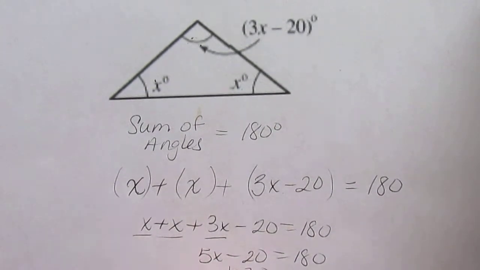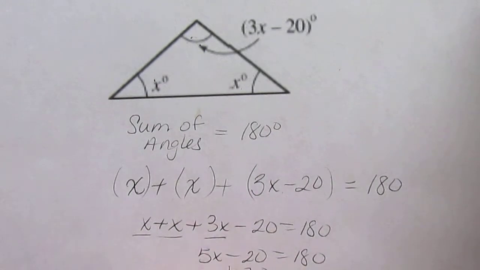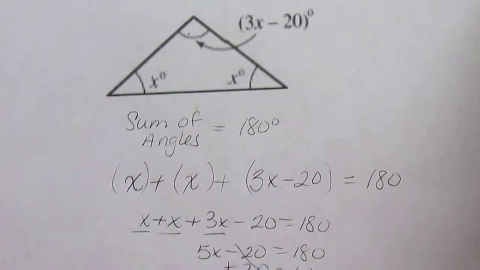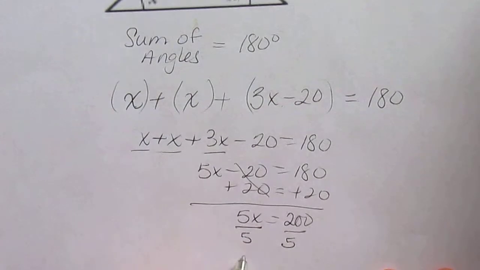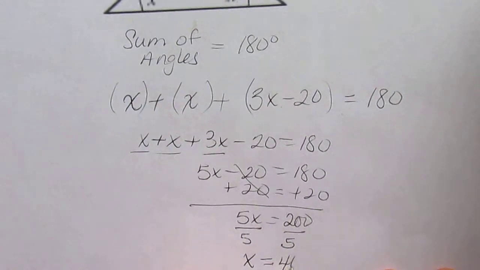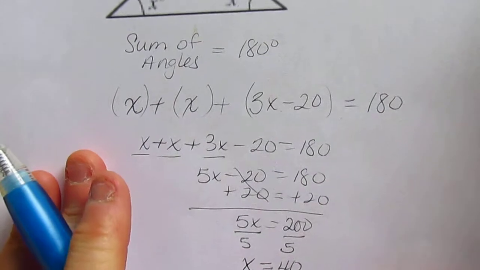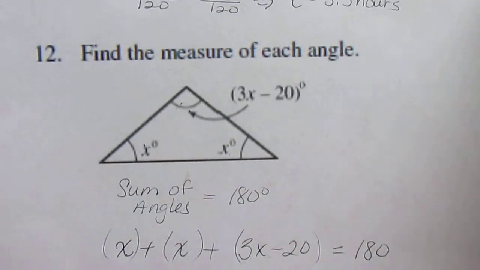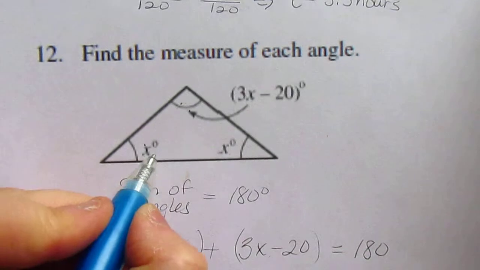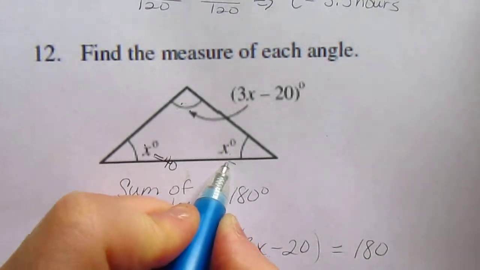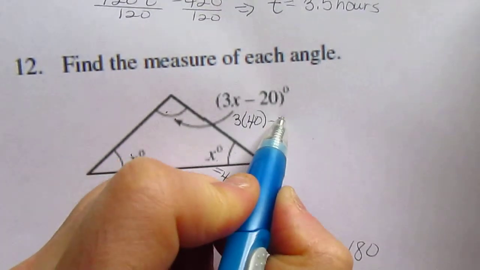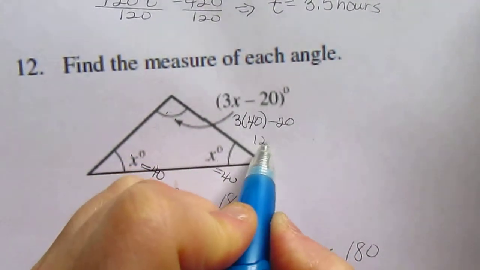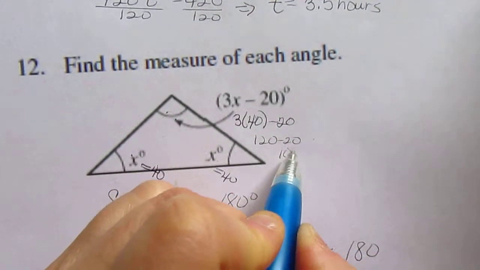Solve for this. Add 20 to both sides. 5x equals 200. Divide by 5, which means x equals 40. I'm not done. I need to find the measure of each angle. So this one, x is 40. This one's 40. This one's 40. And this one is 3 times 40 minus 20, which is 120 minus 20, which is 100 degrees.